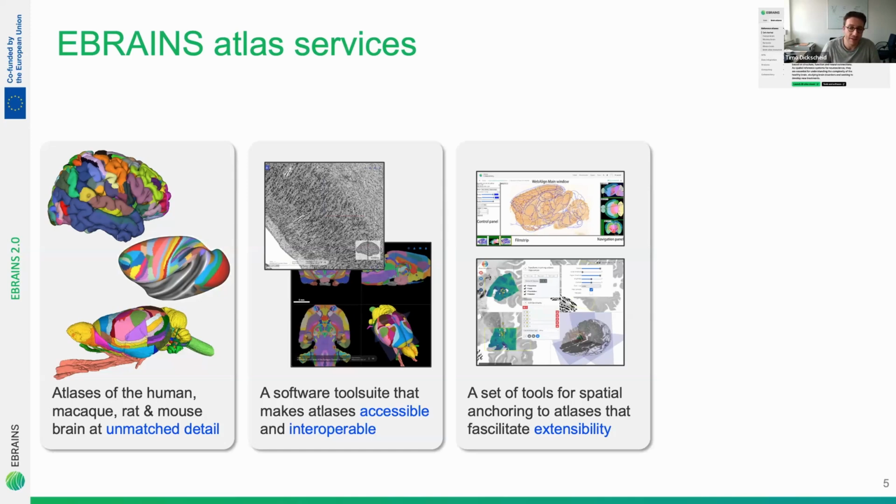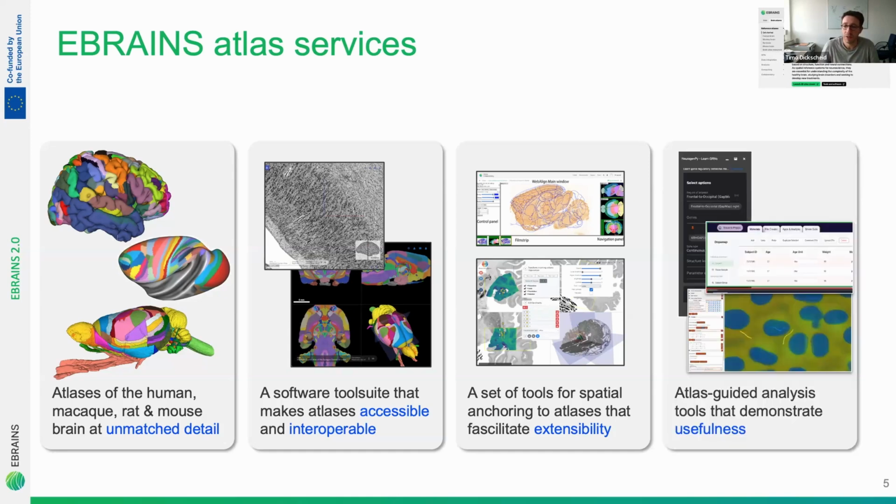Thereby facilitating that we further extend the atlas ecosystem in the future and also allow users and the community to do so. And last but not least, of course, we have developed tools for neuroscientific analysis that make use of these atlases. And since there are so many applications to analyze data on the basis of these atlases, what we provide in EBRAINS is a selection of such tools.